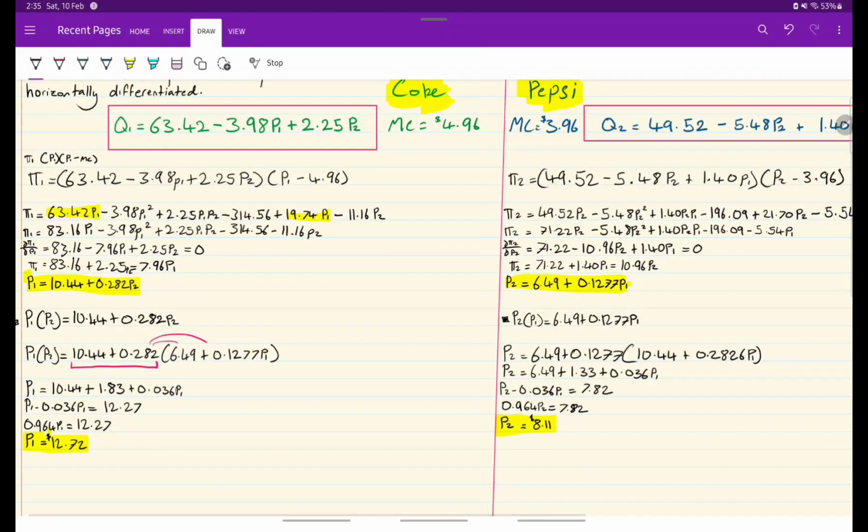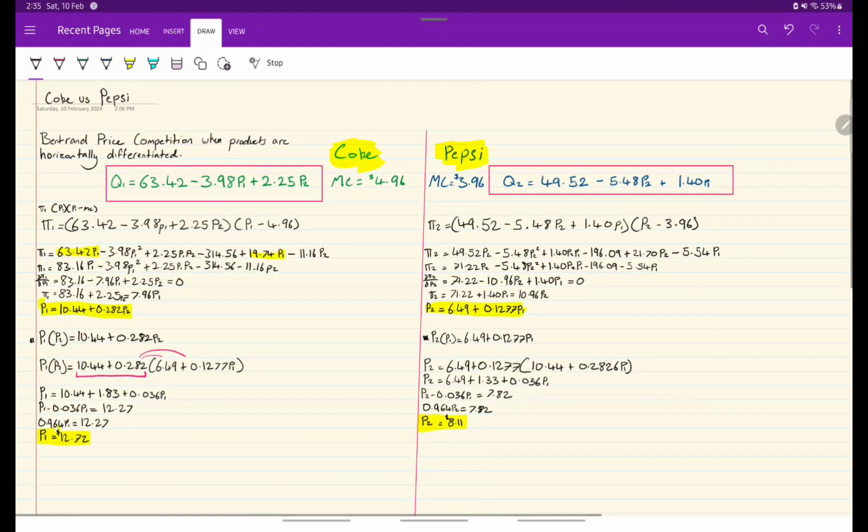Thanks for watching this solve. If you wanted to get the quantity and profit, you would just plug your prices into your quantity function or demand function, and you would get your quantity. Profit, you'd have to multiply your quantity through by the marginal cost, and do the price times quantity minus total costs. So you'll have your quantity, price, and profits at the respective quantity and price.